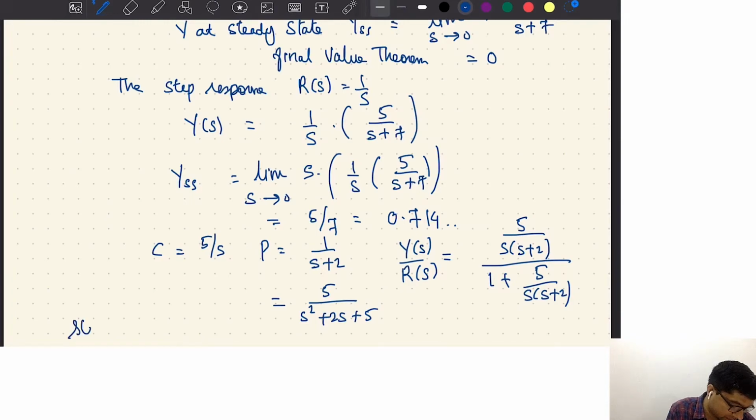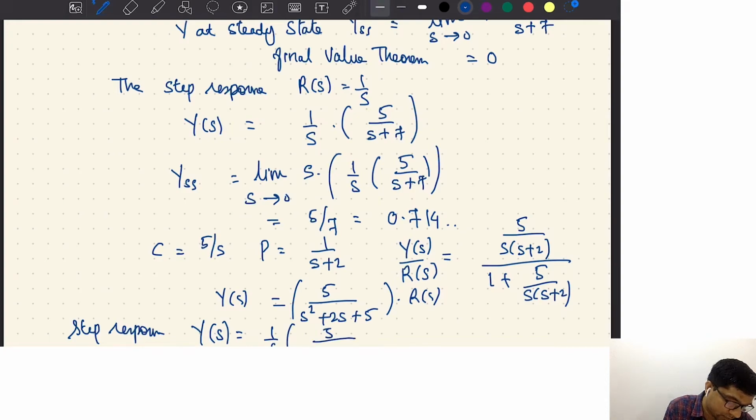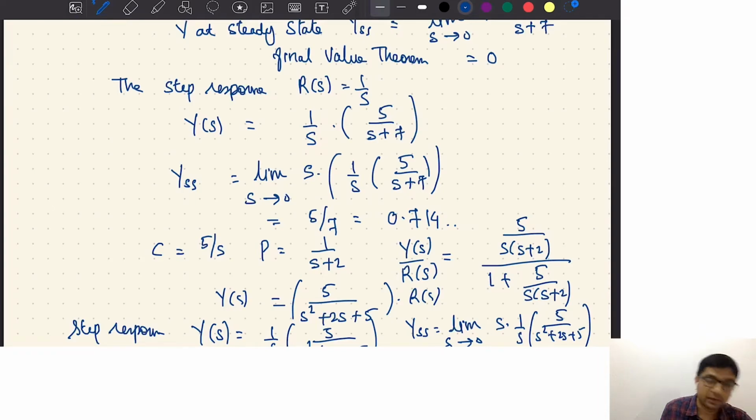So the step response, Y(s) is this thing times R(s). R(s) becomes 1 over s, again times 5 over s square plus 2s plus 5. Then Y at steady state will be the limit as s goes to 0 of s times the output Y(s), s times 5 over s square plus 2s plus 5. We do the little math and we get a value of 1.